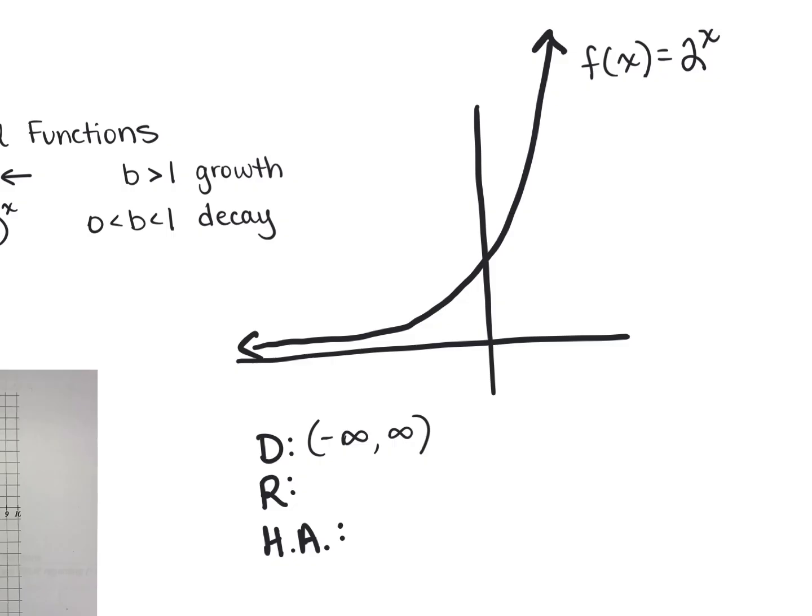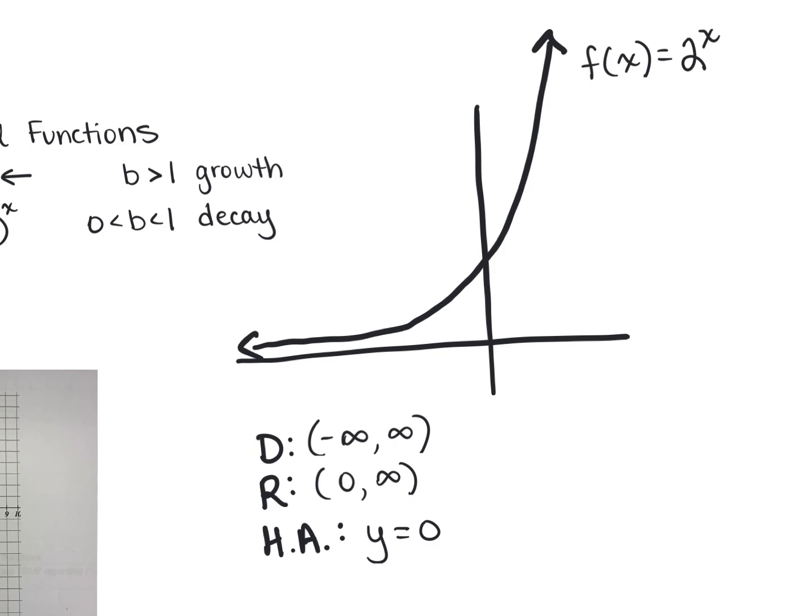Now the range, however, is restricted. If I go bottom to top, it looks like I'm going to have a horizontal asymptote in this parent form at y equals 0, and the entire graph falls above the x-axis. So the range for this will be 0 to infinity, and because it's a horizontal asymptote, there are no brackets.